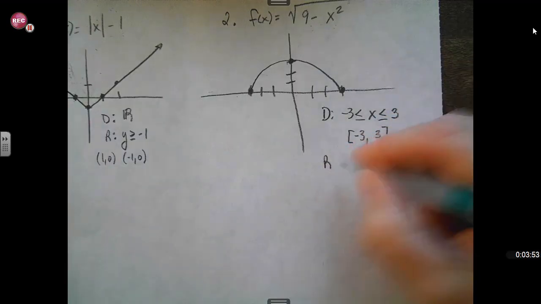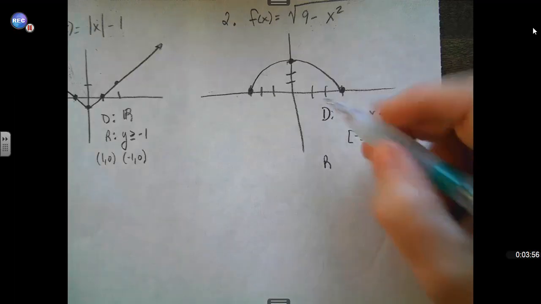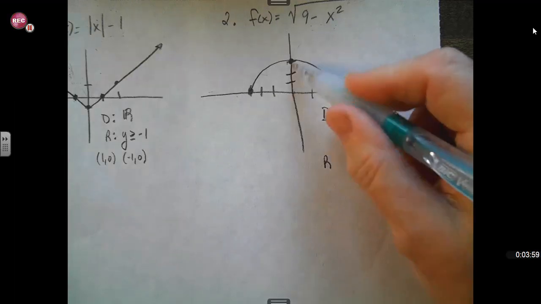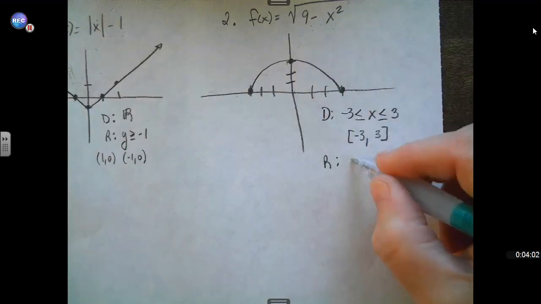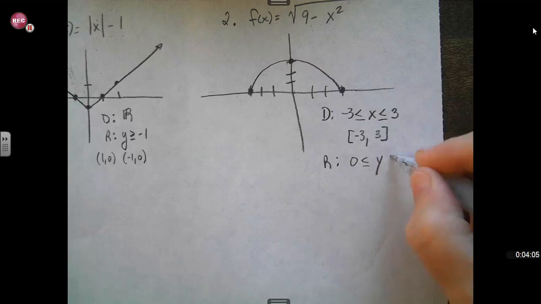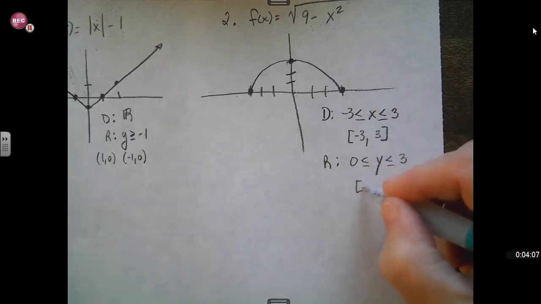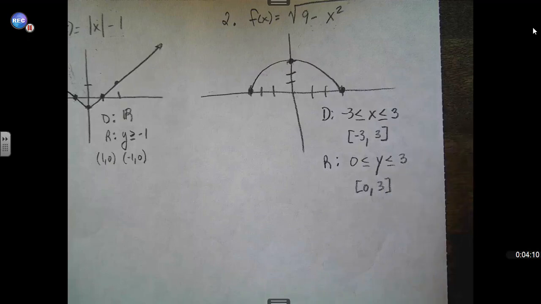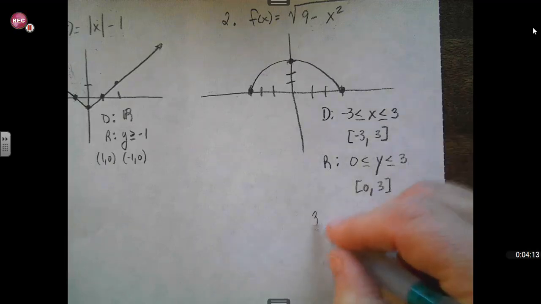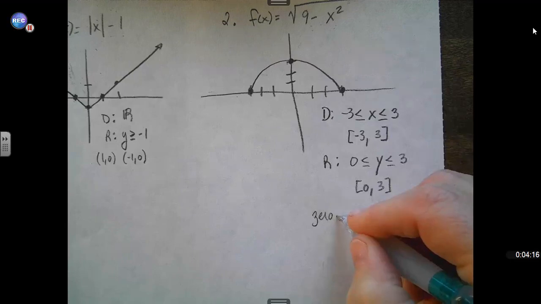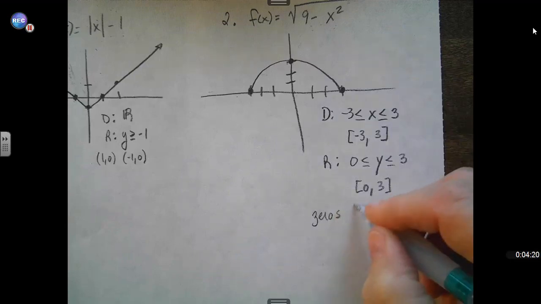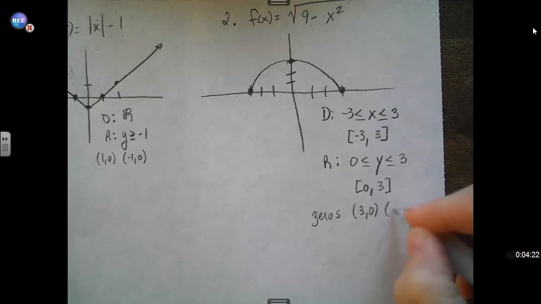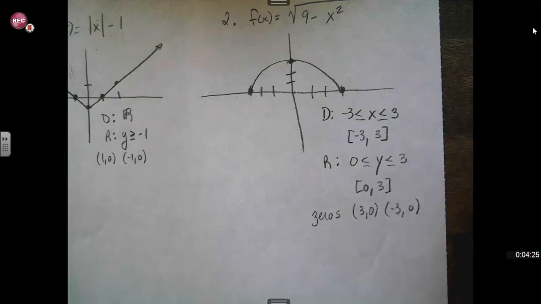The range is obviously 0 to 3. So again, we can write 0 less than or equal to y, less than or equal to 3. In bracket notation, it would look like that. And again, I can look at the graph and I can tell you that the zeros of the function are (3, 0) and (-3, 0). To get all that, the only algebra I had to do was when I plugged in a number to try to figure out where the point was on that graph.